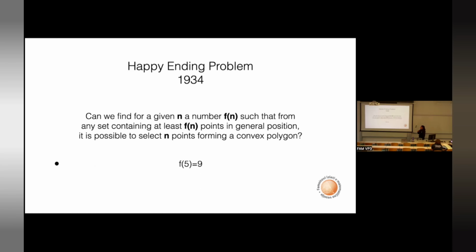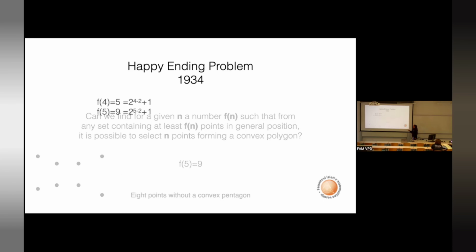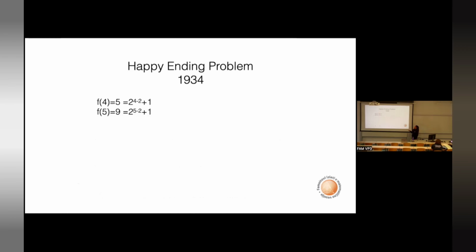Also for 5, trust me, it's 9. And I can give you here one position of 8 points. Maybe it's not so clear, but they are in general position, and I cannot find a convex polygon with 5 sides in this configuration. So for 4, we agree it is 5, and for 5 it is 9. And what did they conjecture?